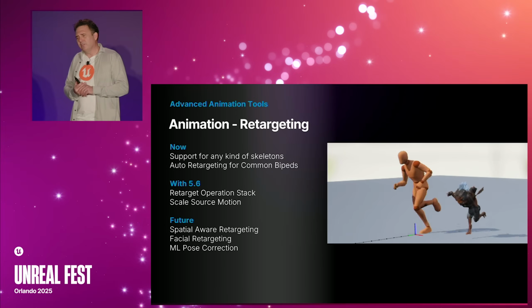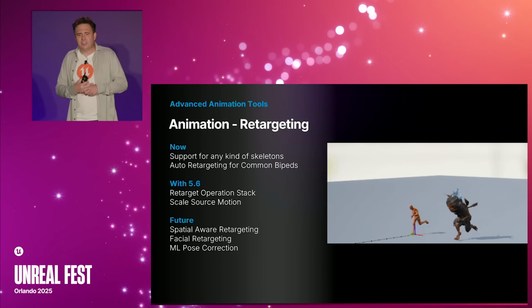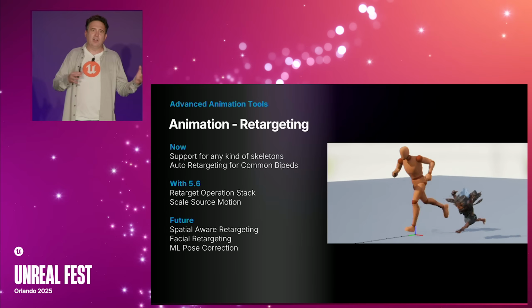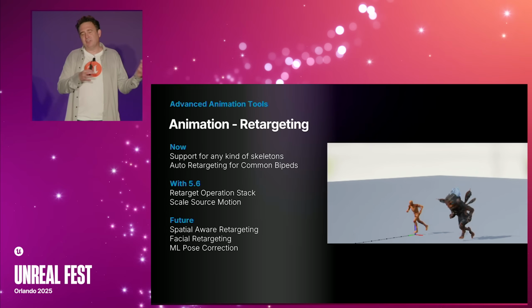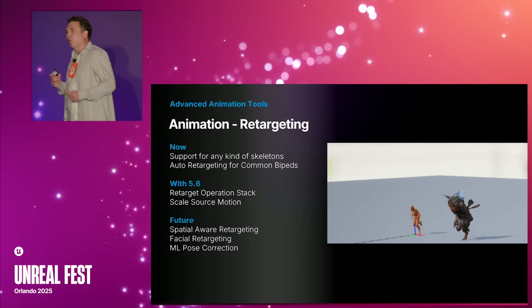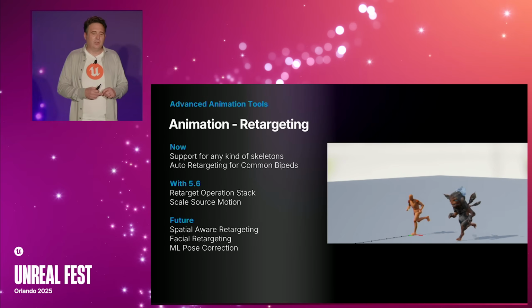Then going in the future, we have a bunch of ideas about spatially aware retargeting, like to prevent self collisions and resolve contexts. Also facial retargeting, like transfer from one character to the other, transfer from a MetaHuman to a stylized character and such things. And then, thinking about using ML to actually correct poses after the fact, right? So if you retarget it, do another pass on it to fix the issues that might have popped up at runtime.